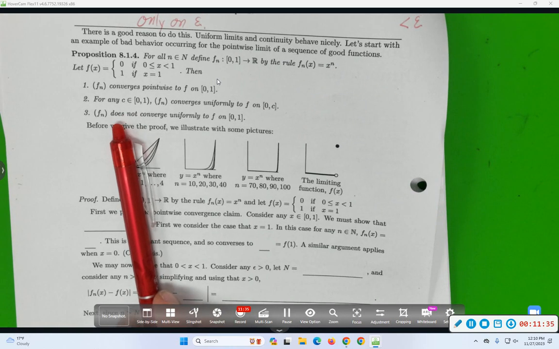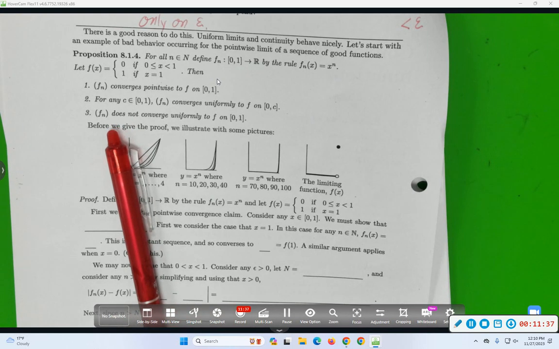And if you look over the whole closed interval from 0 to 1, this convergence is not uniform. So there are some statements to prove. Maybe we should prove it first and then revisit it, and there'll be some observations I want to make. Let's prove it. Let's start with the first claim, the pointwise convergence claim.